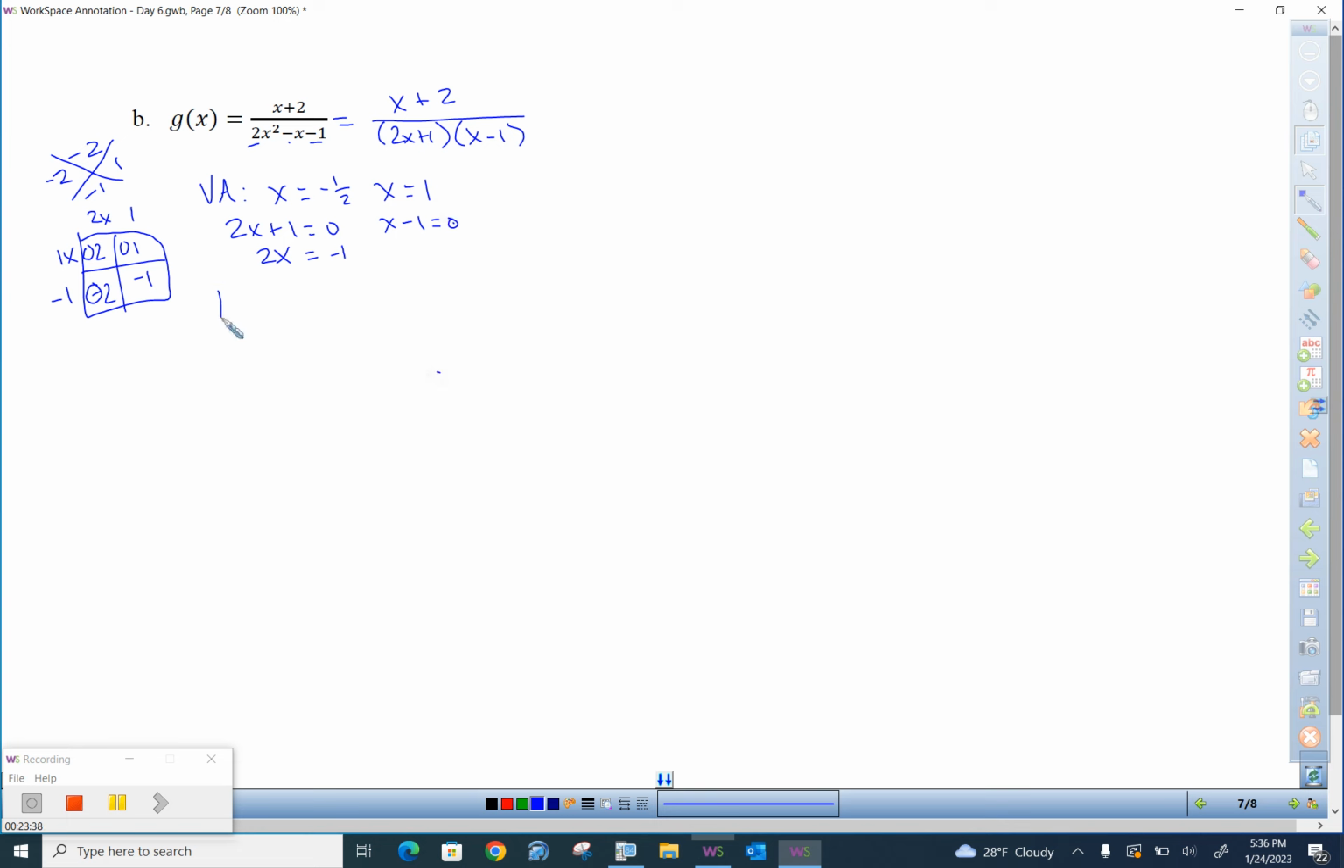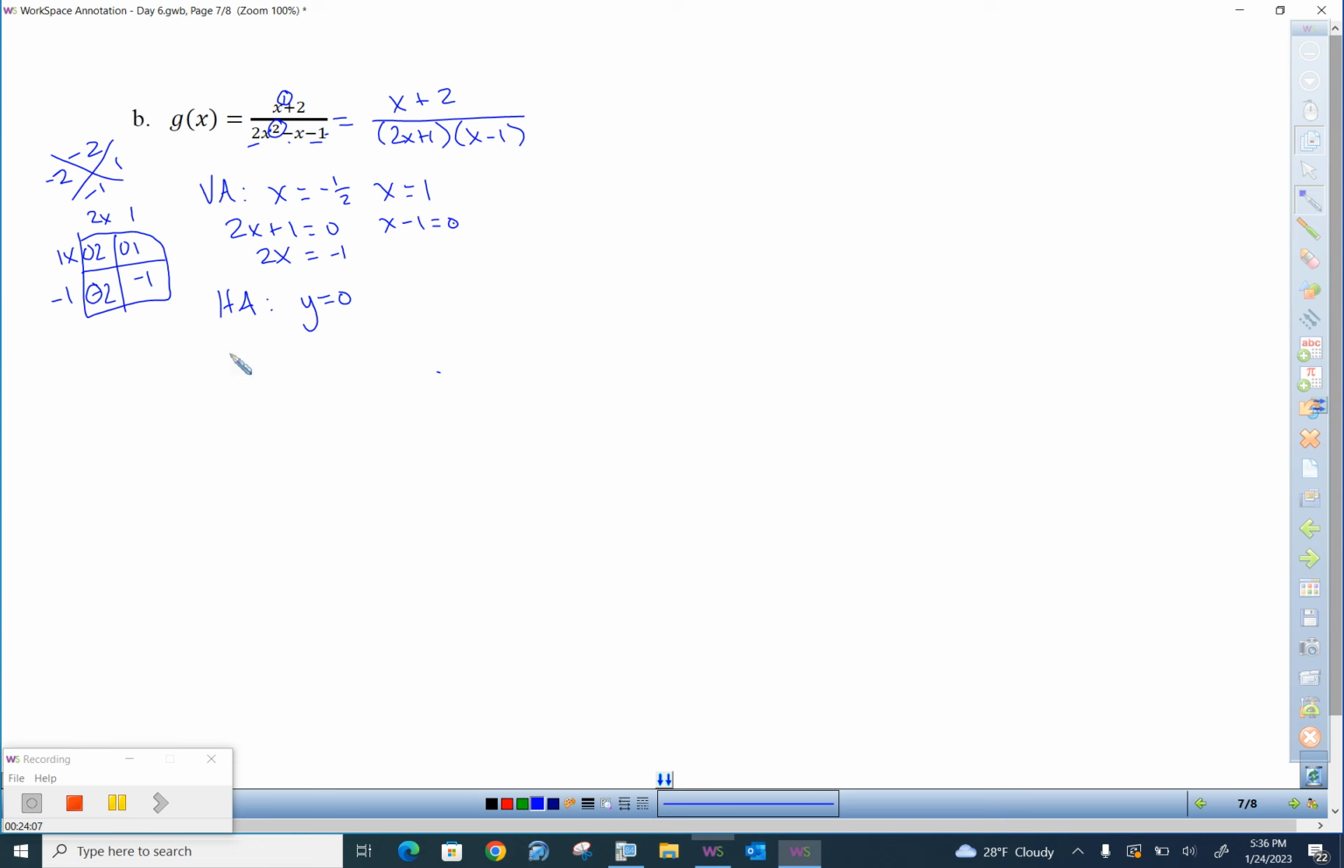Now we're going to do horizontal. That, remember, comes from the powers. So we're going to put our powers up here. Highest one is the 1. Highest one is the 2 here. And because it is bigger on the bottom, think about plugging in a large number. The bottom's going to get bigger faster. So if this part's getting bigger, then we have a horizontal asymptote approaching 0, because the whole fraction gets smaller and smaller and smaller. So that's y equals 0. That's any time the power is bigger on the bottom.